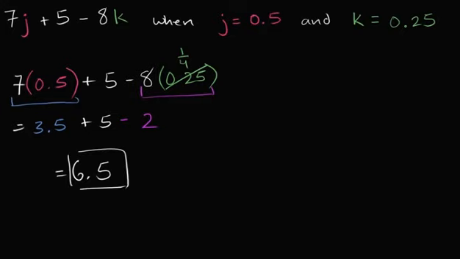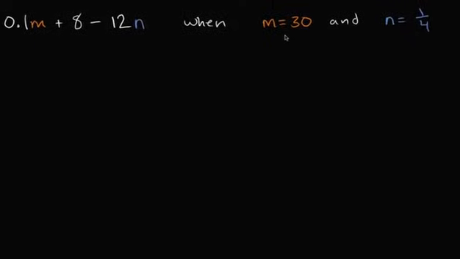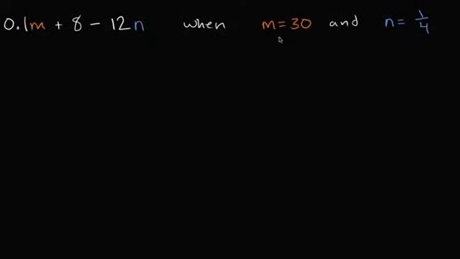Let's do another one of these. And just like before, try to work through it on your own before we do it together. All right, now let's do it together. So over here I have this expression 0.1m plus 8 minus 12n when m is equal to 30 and n is equal to 1/4. All right, so everywhere I see an m, I want to replace with a 30, and everywhere I see an n, I want to replace with a 1/4.